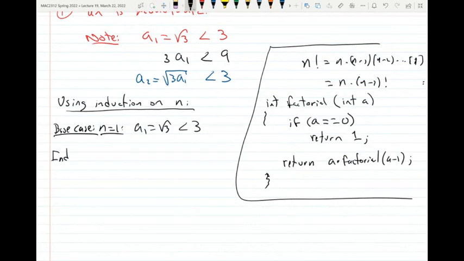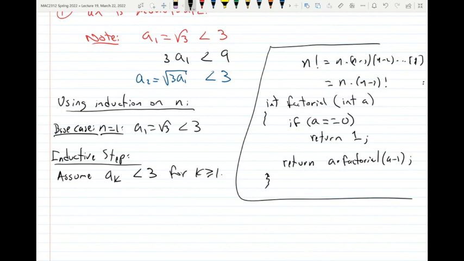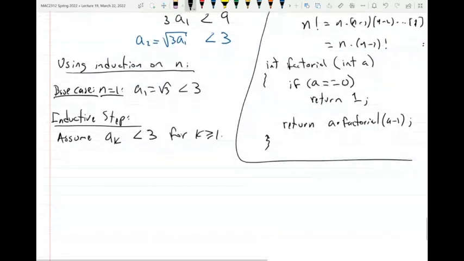So now the second part is called inductive hypothesis, or inductive step. Let me call it inductive step. Hypothesis is too fancy, but that's the actual name. So inductive step, what you do is assume that ak is less than 3, okay, for k greater than or equal to 1. So this is not an empty statement. We already verified for 1. So when k is 1, this is a valid assumption, okay? Assume that it works for k, where k is at least 1, okay? Now I want to show that it's going to work for k plus 1, okay?